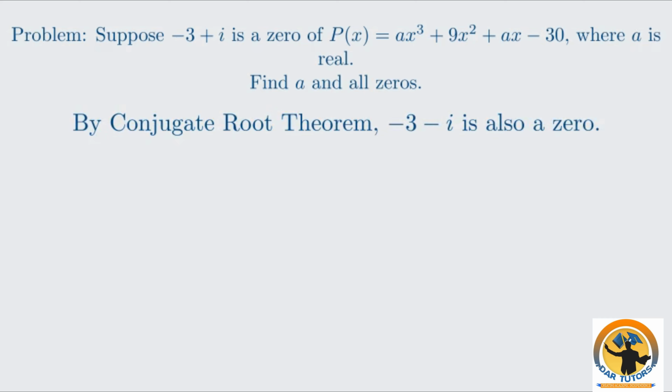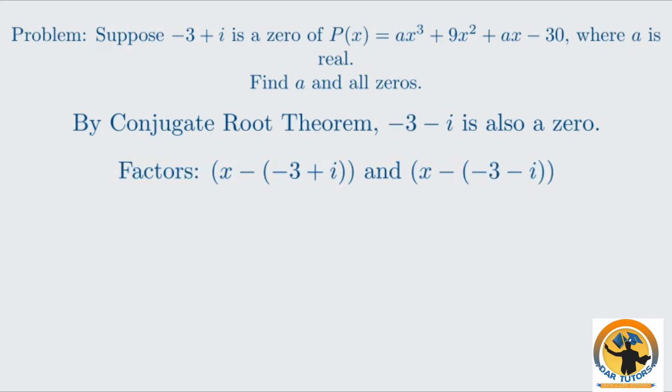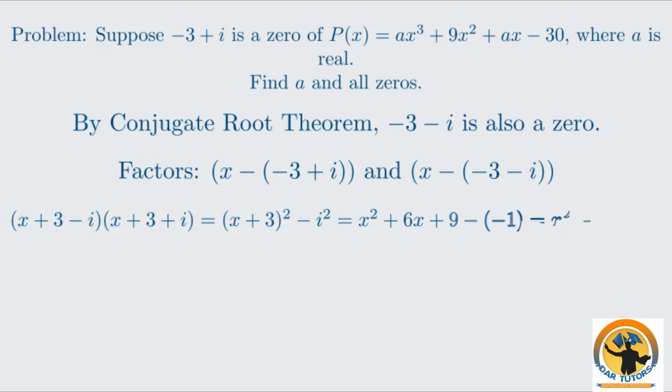These two zeros correspond to a quadratic factor of the polynomial. We can find this factor by multiplying the two linear factors. The factors are x minus the first zero and x minus the second zero. Multiplying these together, we get x squared plus 6x plus 10. This is a real quadratic factor of p of x.